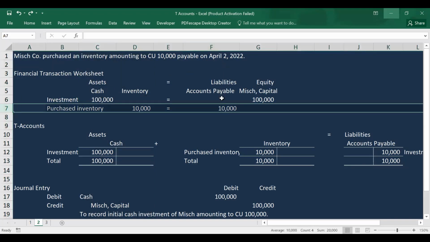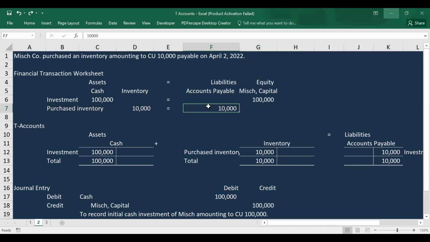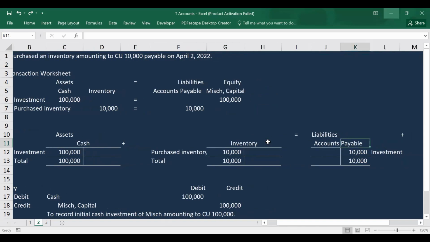And then we will add also the liabilities since as mentioned on the sentence is not yet paid, okay? So since it is an addition to liabilities, it is a positive 10,000 currency units. And as you can see, the total assets is equal to total liabilities and equity again. Okay. So now, we will indicate it on the T account. So let's add here an inventory amounting to 10,000 currency units, and then add a credit to the accounts payable amounting to 10,000 currency units.